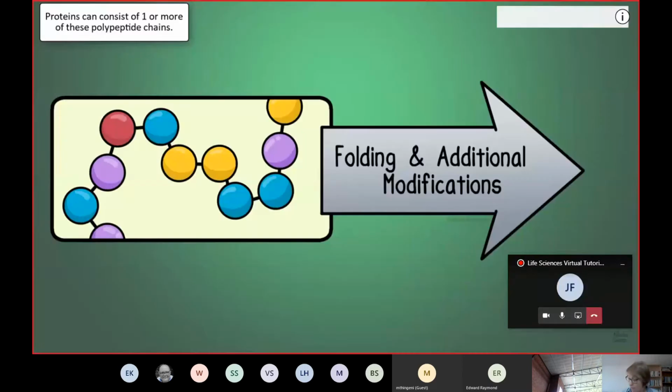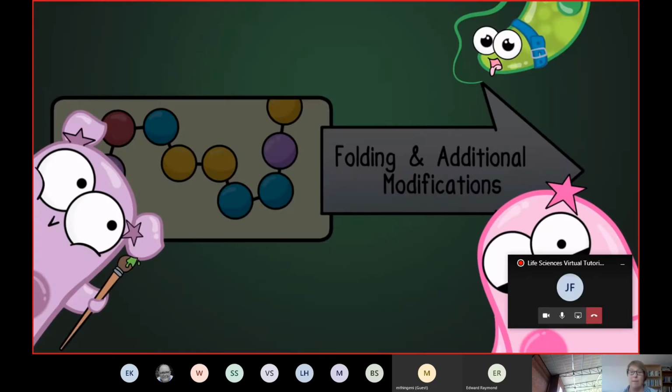Protein folding and modification may occur, and the protein may need to be transported. This can all vary based on the protein structure and function. Another fascinating topic for another Amoeba Sisters video.